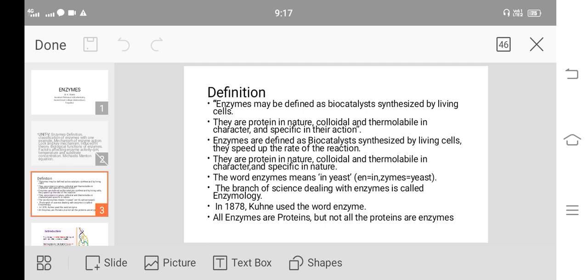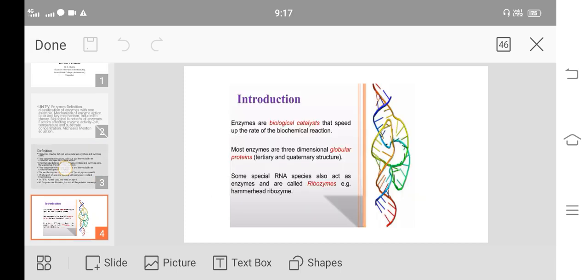The branch of science dealing with enzymes is called enzymology. In 1878, Kuhne used the word enzyme. All the enzymes are proteins, but all proteins are not enzymes.